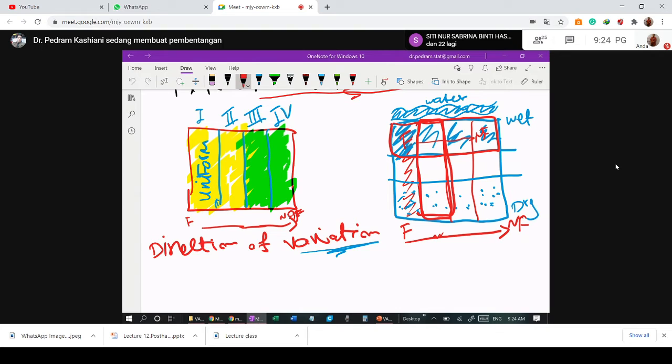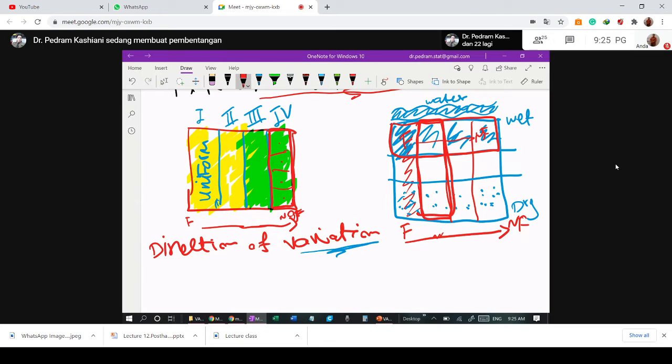But inside my block, if this is my block here and this is my experimental units, this one and this one and this one and this one, all of them are uniform. They have the same situation. All of them are not fertile soil. So in this way, RCBD is good.